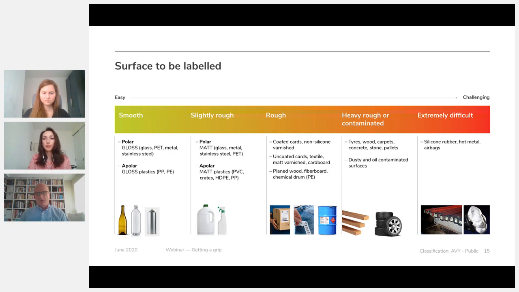Obviously, if we then go towards the right-hand side here, when we combine apolar surfaces with more rough surfaces or undulation, clearly the adhesive needs to do a lot more work to overcome the irregularities of the substrate, and wetting becomes even more important. And that's one of the reasons, I would say, why we have such a variety of adhesives, because in reality, polarity as well as surface roughness depends very much on the application.